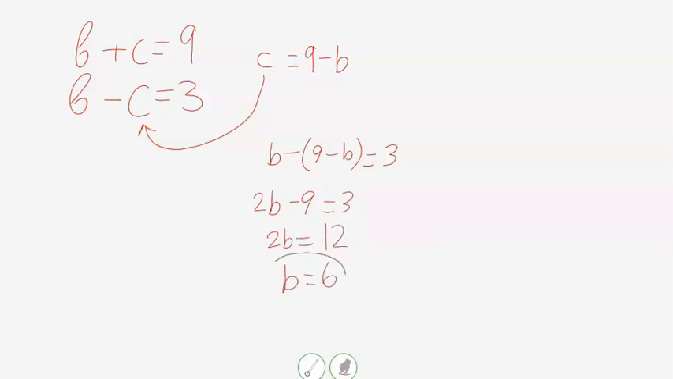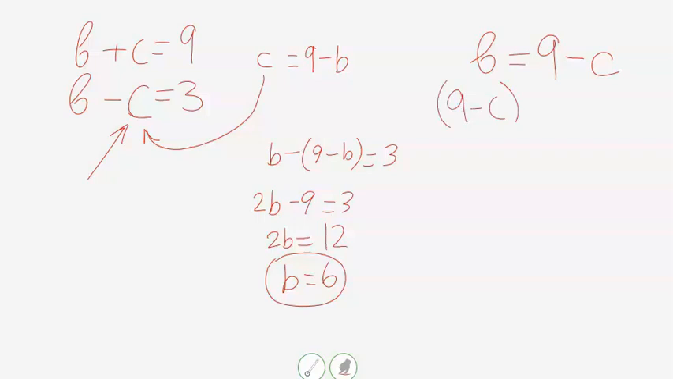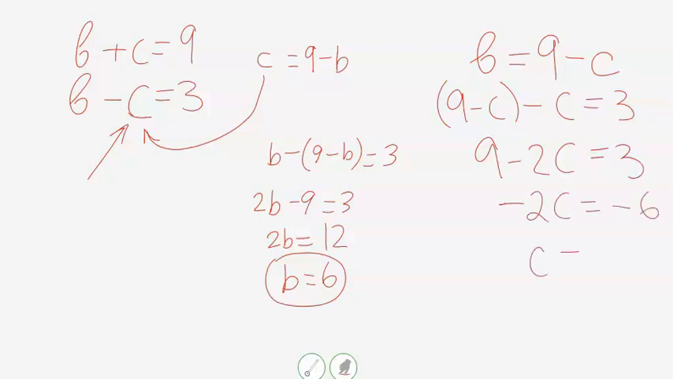So we get the same answer for the speed of the boat in still water. But since we need to find c, it would probably be faster to eliminate b from the first equation. So I can write b equals 9 minus c, and then I will use it in the second equation: 9 minus c minus c equals 3. So we have 9 minus 2c equals 3, negative 2c equals negative 6, and c is 3. So we get the speed of the current.